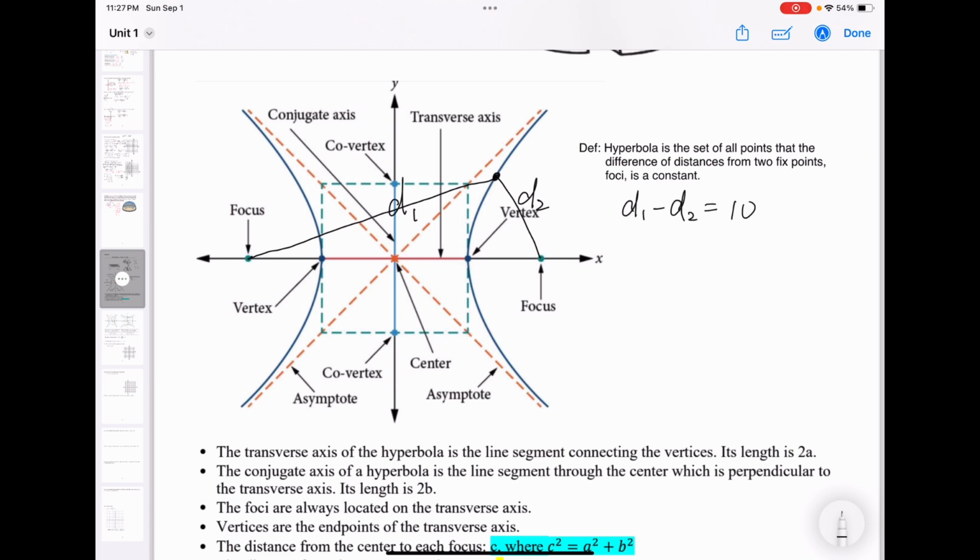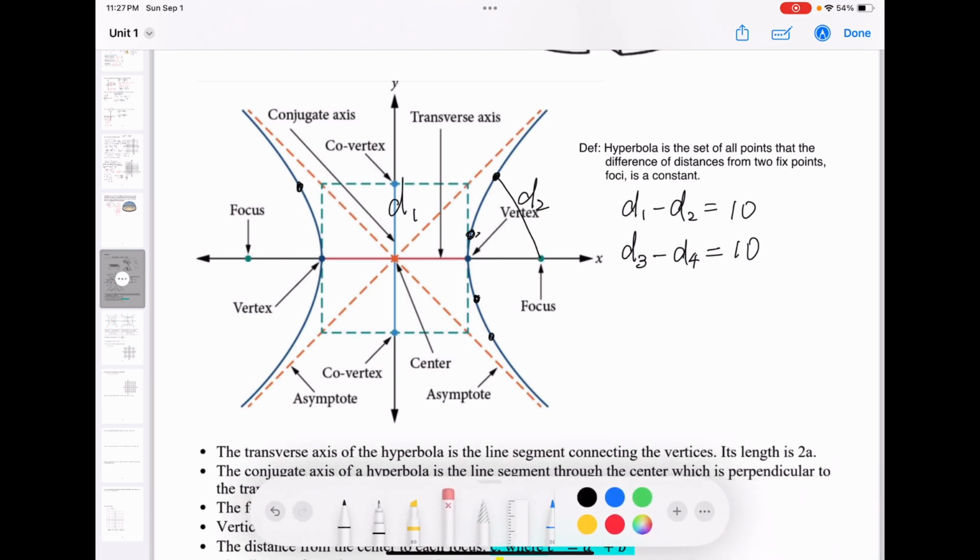For example, it is 10. And then for another point anywhere on our hyperbola, maybe on the other side, we find the distances. This one is d3 and d4, and the difference between these two distances is also 10. So that's a constant number. Let's clear it and learn some definitions and concepts on this graph.